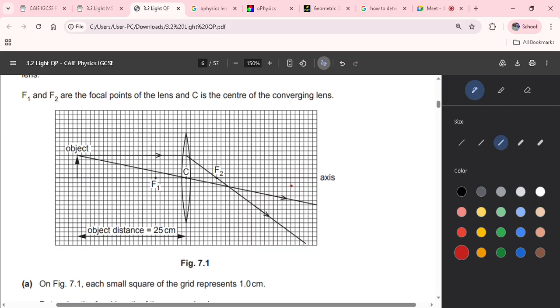So from here to here is 10 grids, which is 10 centimeters. And from here to here is also 10 grids, right? 1, 2, 3, 4, 5, 6, 7, 8, 9, 10. So 10 plus 10 is 20. 20 plus 5 is 25. That's why the object distance is 25.